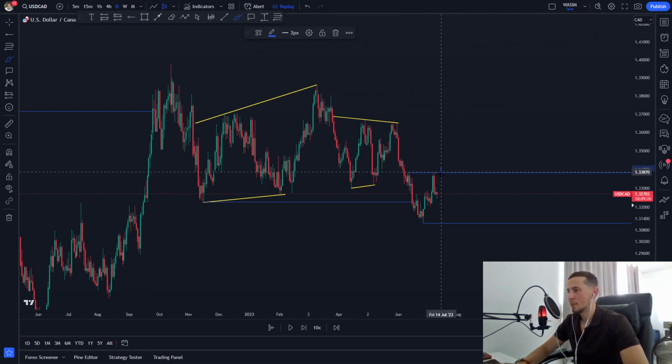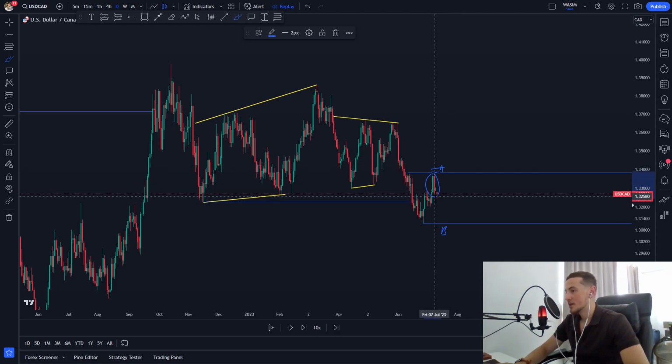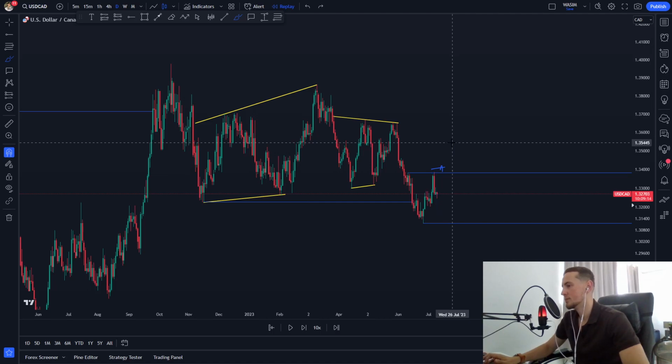Alright, A to B range. This daily retrace, strong retrace, gives us the idea that we could potentially just be following through down to this low, even if it is just for the shorter term.